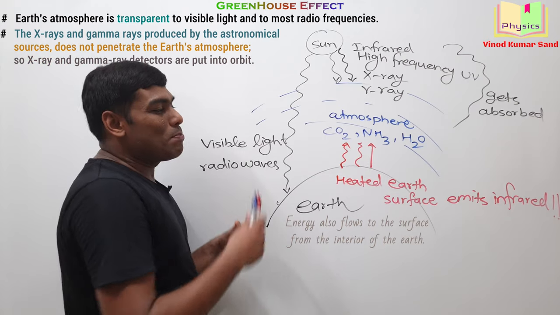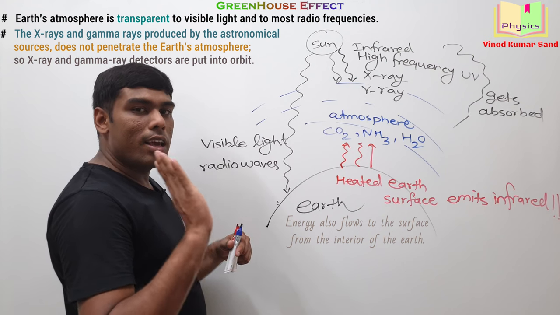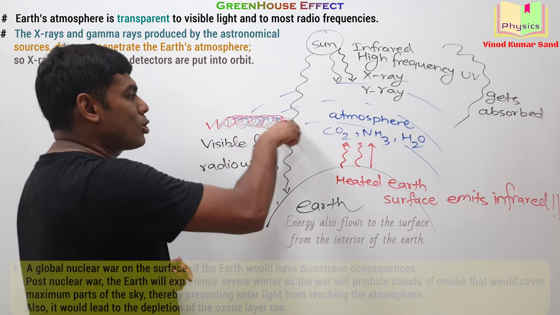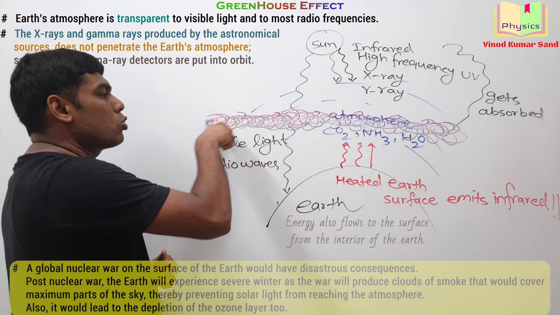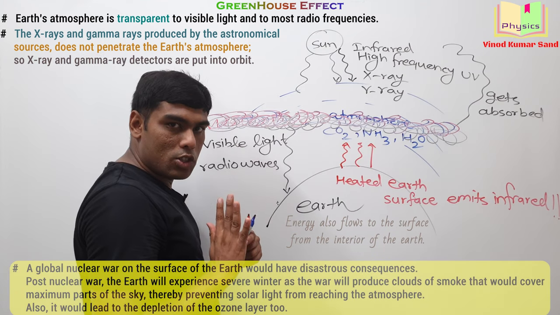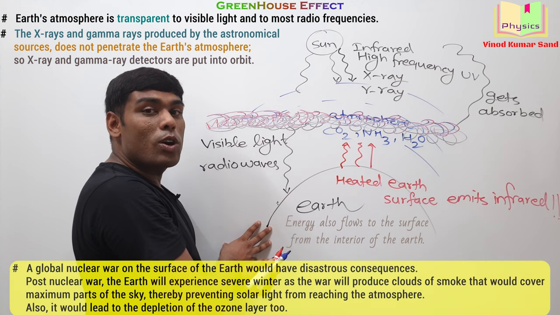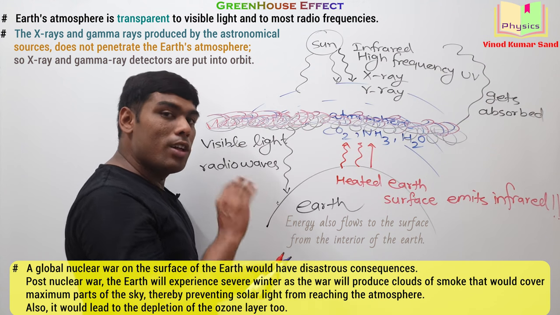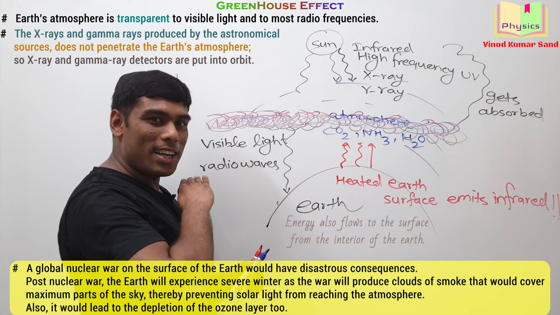Anyways, another important term is the nuclear winter. A few scientists predict in case of a nuclear war, there will be smoke, and that smoke will cover up almost part of the sky. So it will block the entry of the visible light from the sun. If the sunlight is not getting absorbed by the earth's surface, what will happen? Its temperature will become low and low. That state we call as the nuclear winter. Everything will freeze.